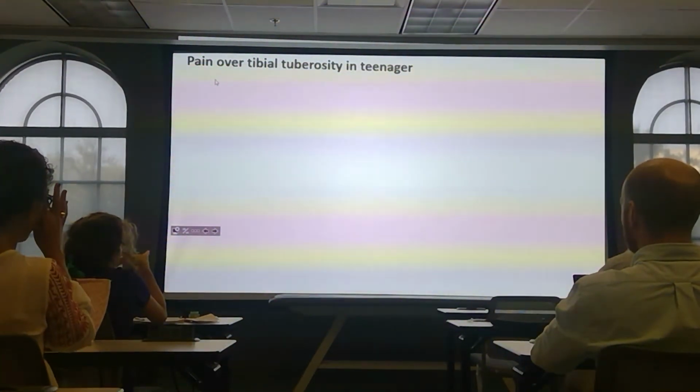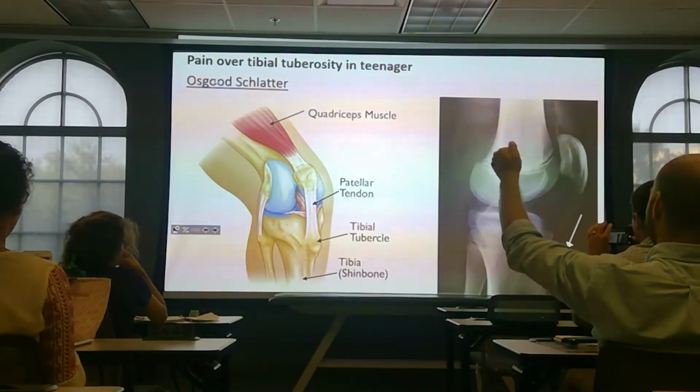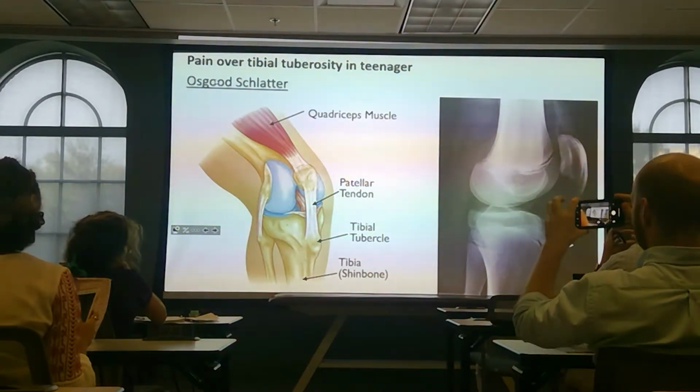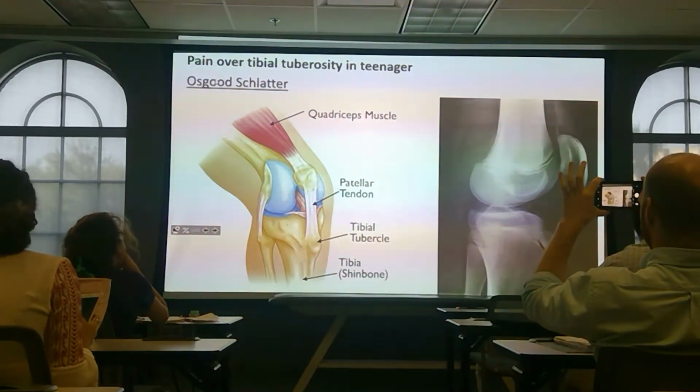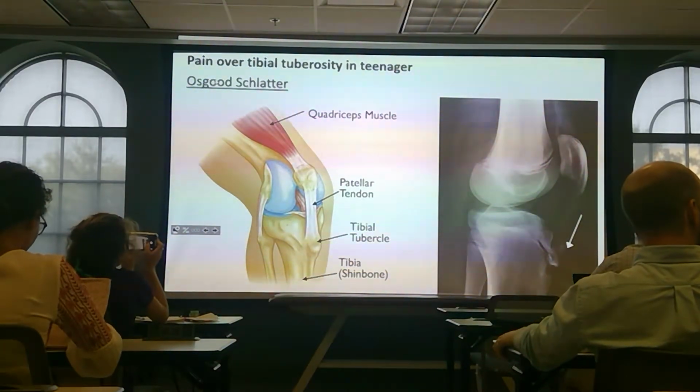Pain over the tibial tuberosity in a teenager. What's the disease called? Osgood-Schlatter. Really good. And that's the X-ray there where you can see that tibial tubercle is being pulled up because it's a growth plate. This is called a traction apophysitis, where the patellar tendon pulls against the growth plate and actually pulls it off of the leg.